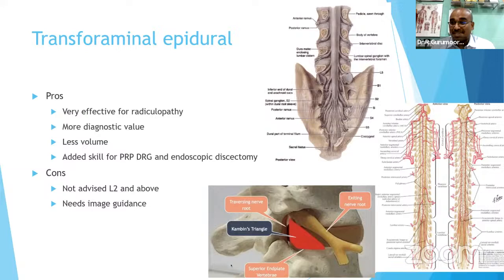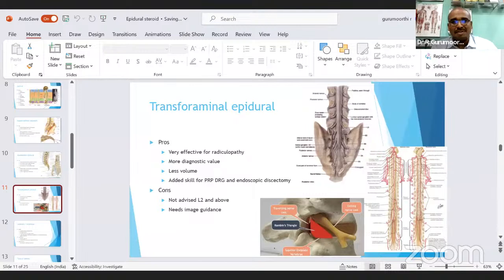And probably, if you had shown some fluoroscopy images, like one or two steps for the beginners to learn, that would have been better. That's okay, if you want, I can show. Yeah, please, one small video if you have, please.